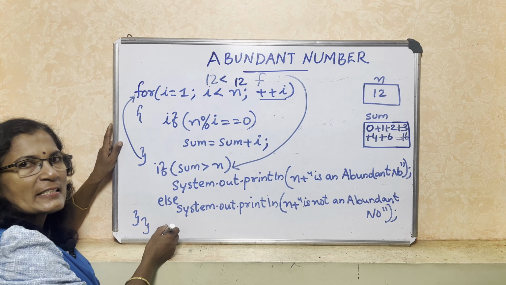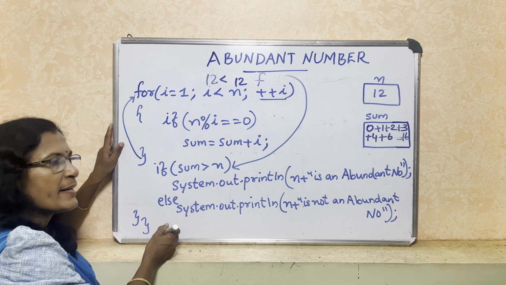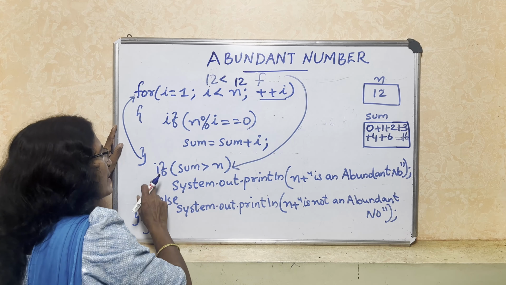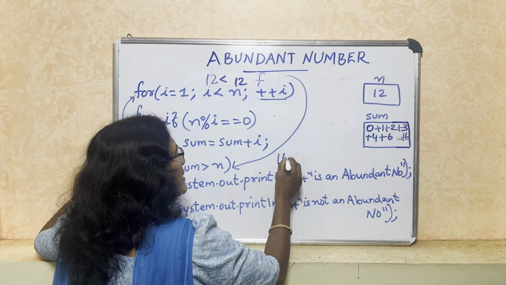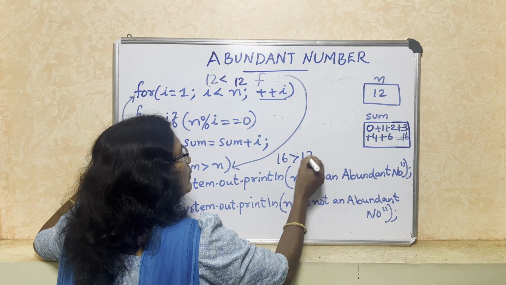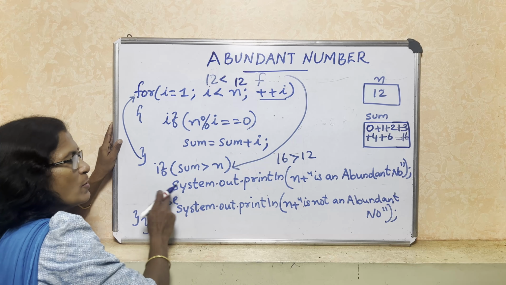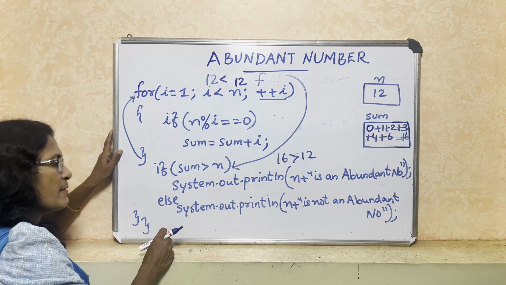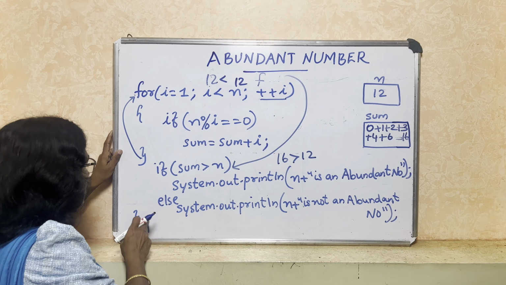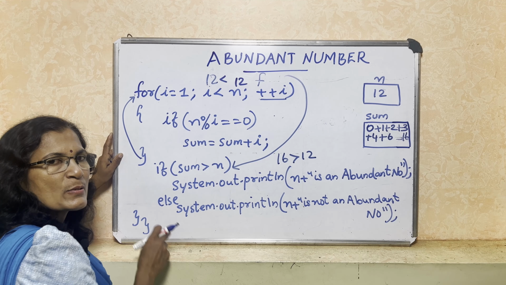As we have calculated the sum of all the factors of n excluding n, now we have to check whether that sum is greater than the value of n. Sum is 16. 16 greater than the value of n, 12. Condition is evaluated to true. So, 12 is an abundant number will be displayed on the screen. Closing of the method is given and the class is closed.